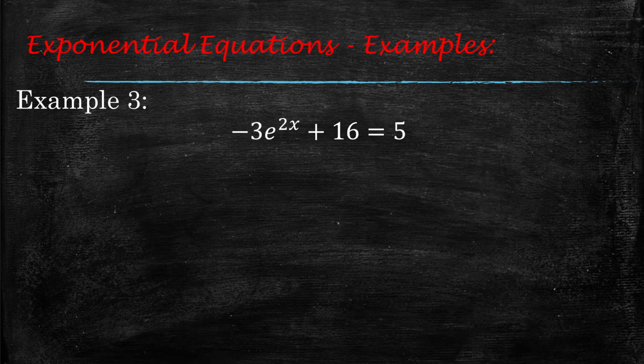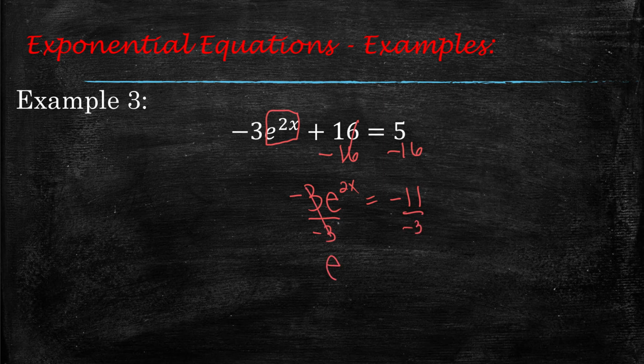All right, let's move on to this one. Now, notice that we have our exponent e to the 2x, okay? Your first job is to get that by itself. So we're going to have to subtract 16. That's going to give you negative 3 times e to the 2x equals negative 11. Then you're going to divide both sides by negative 3. And just write that as the simplified fraction. E to the 2x equals positive 11/3.